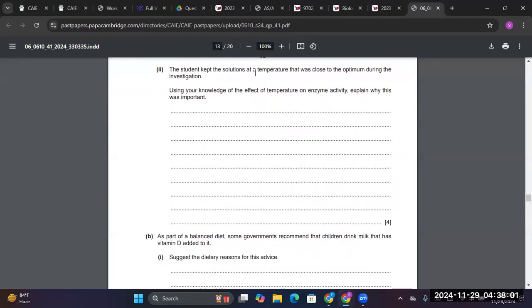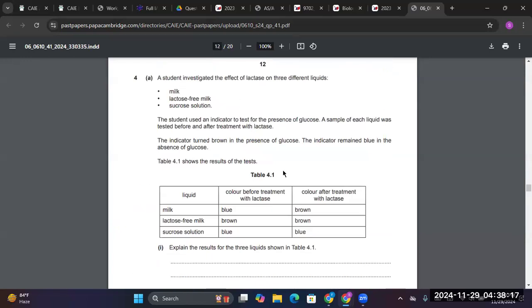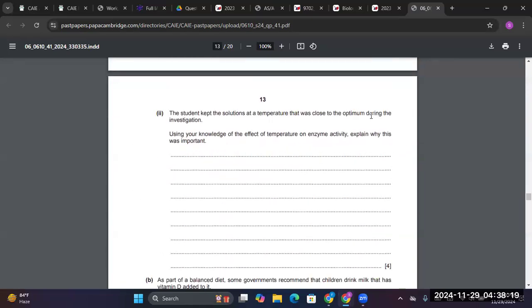Okay. The student kept the solutions at a temperature that was close to the optimum during the investigation. Using your knowledge of the effect of temperature on enzyme activity, explain why this was important. So, while the student was doing the experiment, he kept everything at optimum temperature. You have to explain the effect of temperature on enzyme activity. That's what they're asking. Do you remember in the notes in the class, I told you a whole paragraph of what is the effect of temperature on enzyme activity?